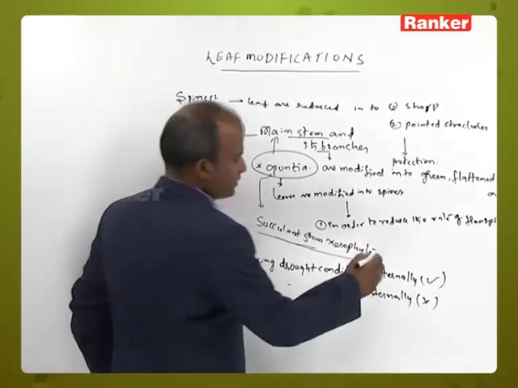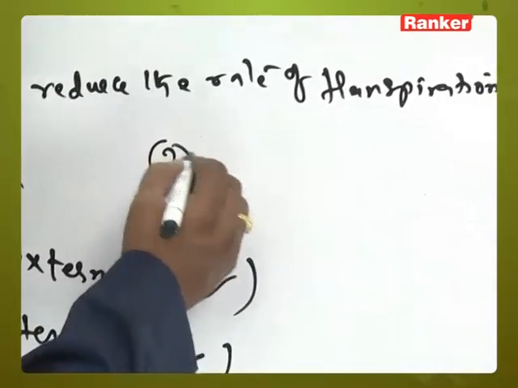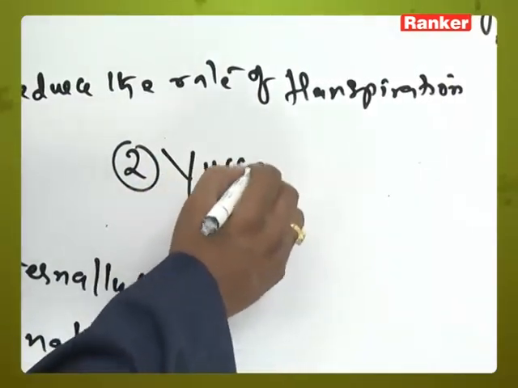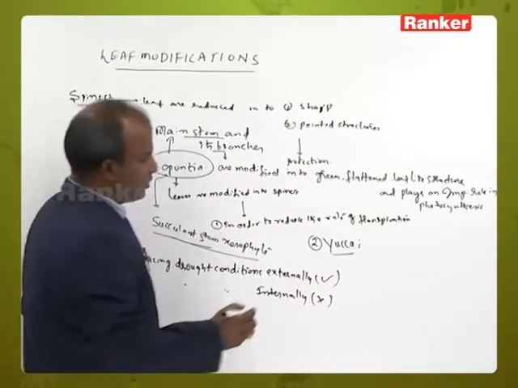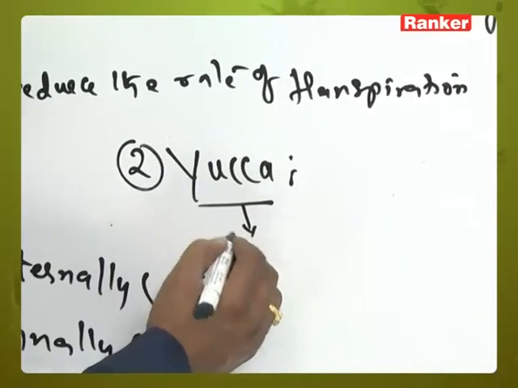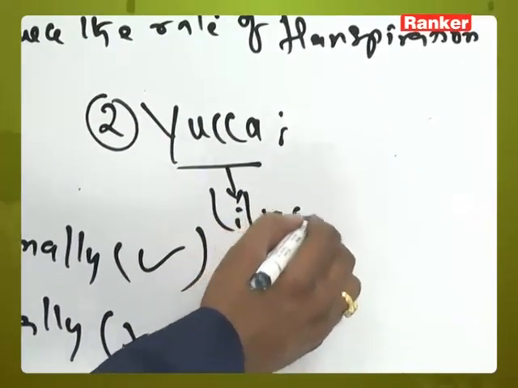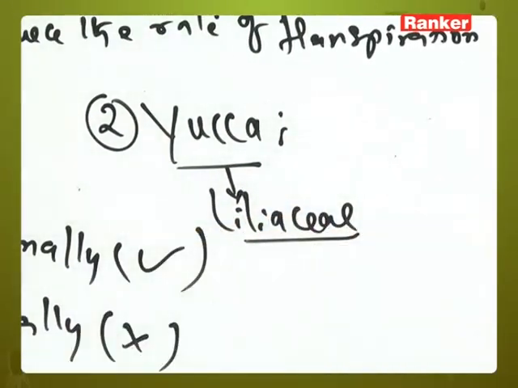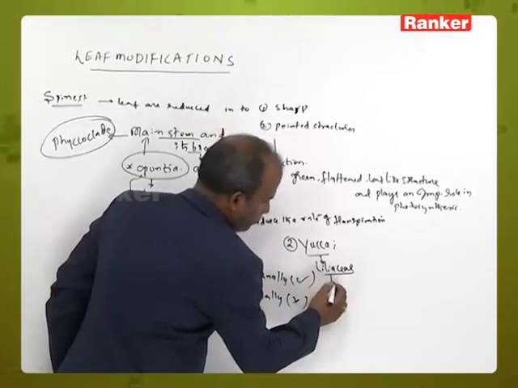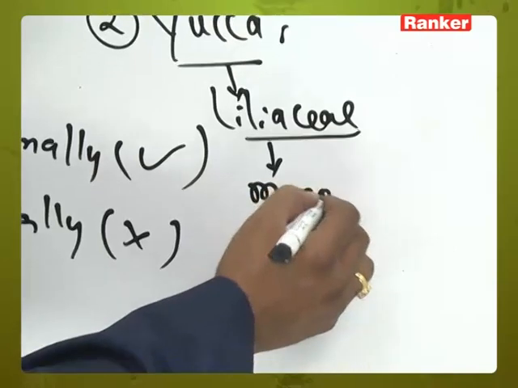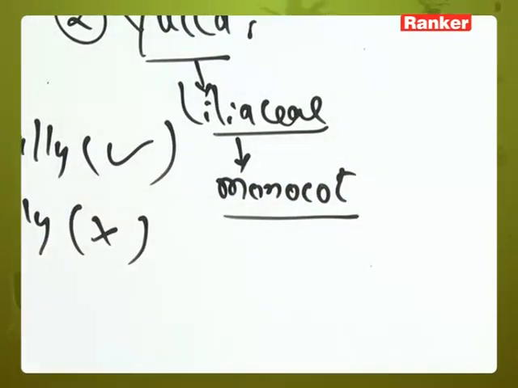Next, the second example is yucca. Yucca is one of the Liliaceae members. Is it a monocot? Yes, it is a monocot also.